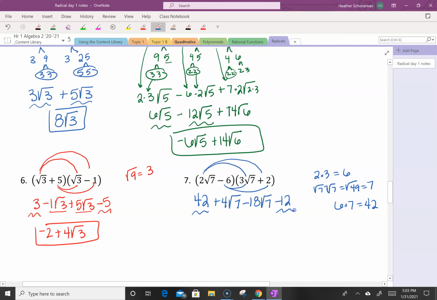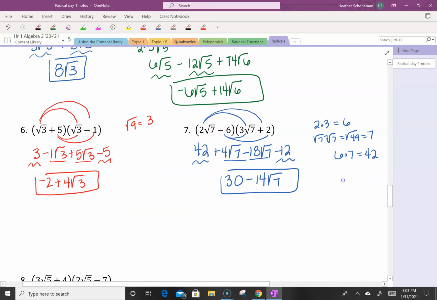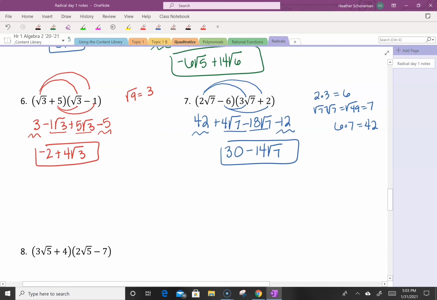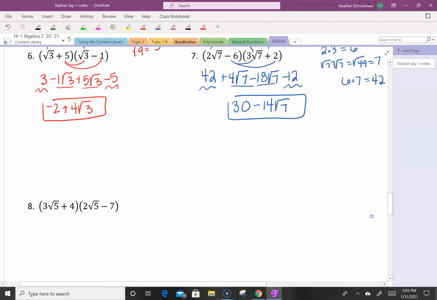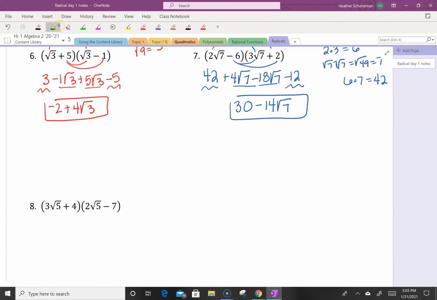So if we combine like terms, 42 and negative 12 is 30. 4 square root 7 and 18 square root 7 would be negative 14 square root 7, and there's our final answer. Same thing is going to happen on number 8. Now let's just practice the first part of it. The rest is pretty easy.